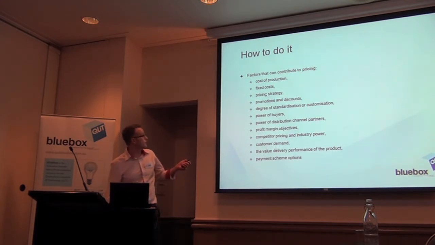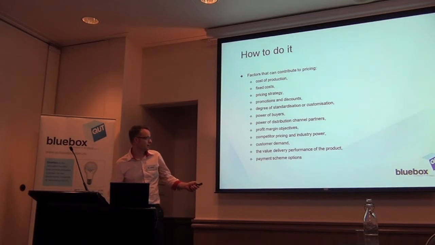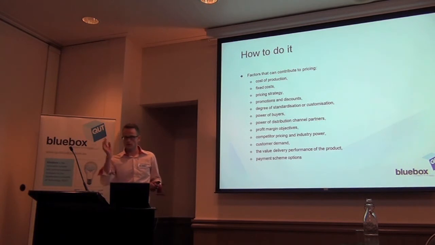of things like all these sort of things, and I guess marketing. Then you've got your distribution channel partners. How much do they need to get out of it? Profit margin objectives. Obviously that's all marketing. Then competitor pricing and industry power. How are you going to get people to take this particular product over a regular beer that's warm? Customer demand. So there are lots of things you want to factor in to get an idea about how much it should be priced at.